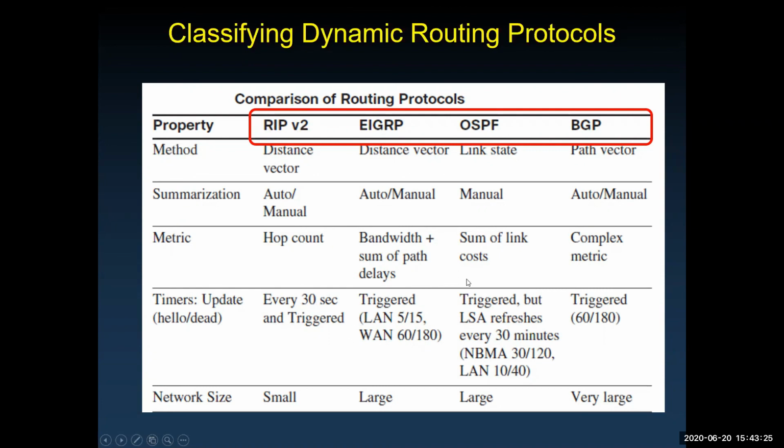Kaya iba OSPF ginagamit. So, nakita nyo yung difference? Na-feel nyo ba? Next, net size. RIP version 2 sa small. EIGRP large. OSPF large. That's why we're gonna be focusing sa OSPF lang. BGP is for ISP na.